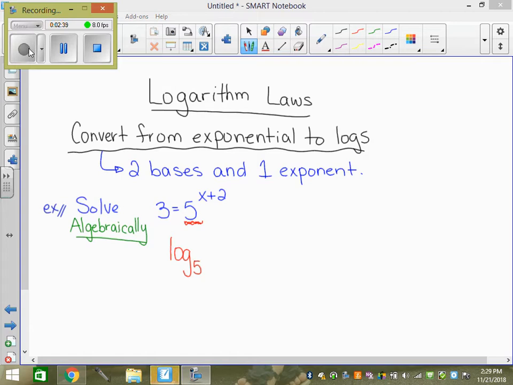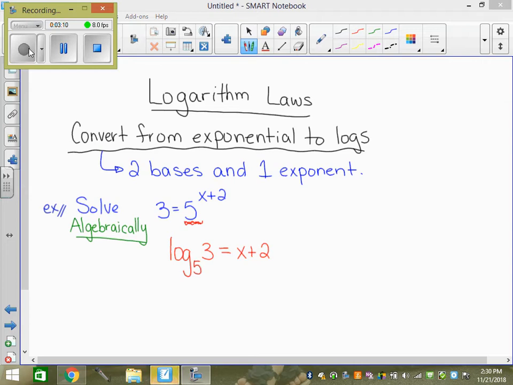So right now the x plus 2 is with the 5, correct? The x plus 2 will not be with the 5 in the log. So the 3 joins it now. The log and the 3 are the same height, and the 5 is a little lowercase subscript, and it's the base. So we get log base 5 of 3, and it always equals my exponent, x plus 2. The reason you would convert to a log is because you want to get that exponent down.